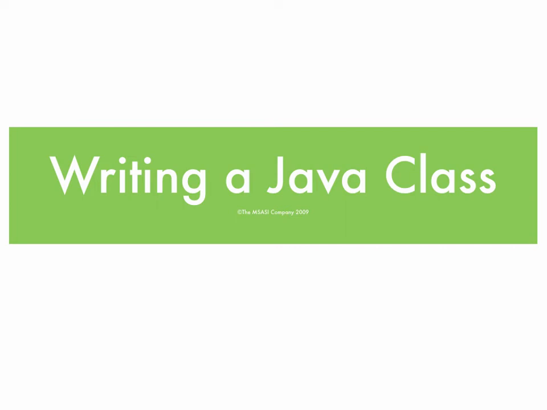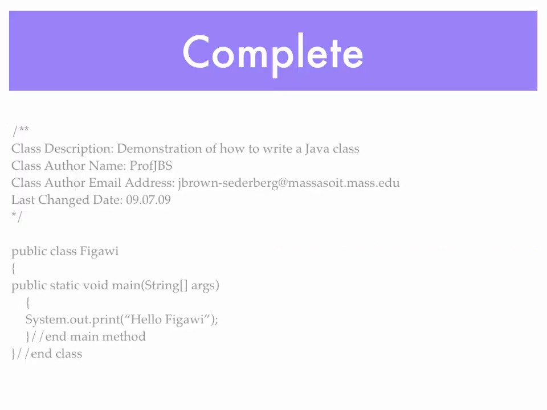Alright, so let's write a simple Java program. Here's the completed program. It's named Fagawi. Fagawi is a famous sailing race held every year off Cape Cod. And our program simply prints to the screen, hello Fagawi.